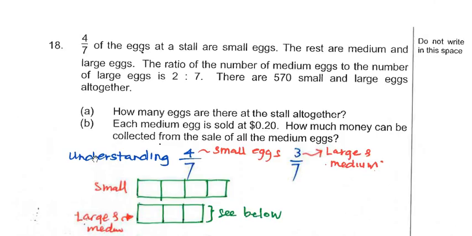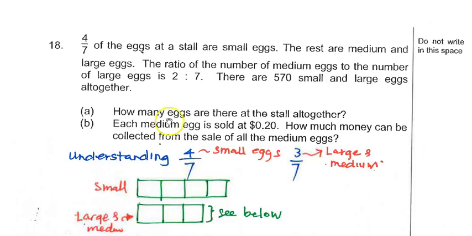I hope this is the last one. Now, 4/7 of the eggs of the store are small eggs, and the rest are medium and large. The ratio of the number of medium eggs to the number of large eggs is 2:7. There are 570 small and large eggs altogether. How many eggs are there at the store altogether?